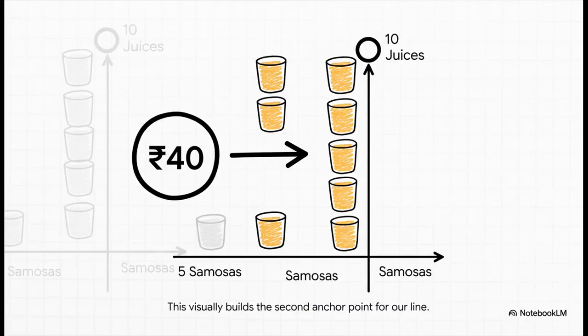Okay, what about the other extreme? What if you're just really, really thirsty and don't want any samosas? Well, you could spend that whole 40 rupees on juice instead. At 4 rupees a pop, that gets you 10 juices. That gives us our second point, way up there on the juice line.